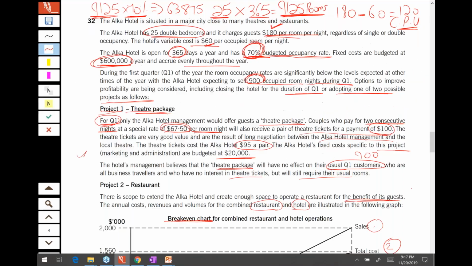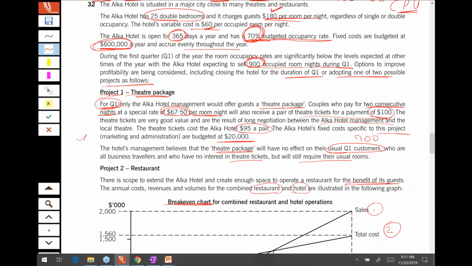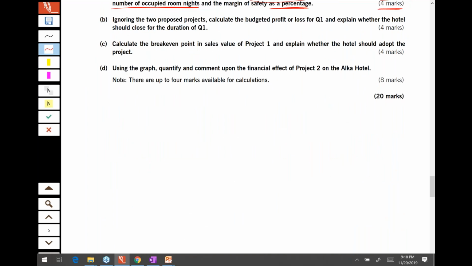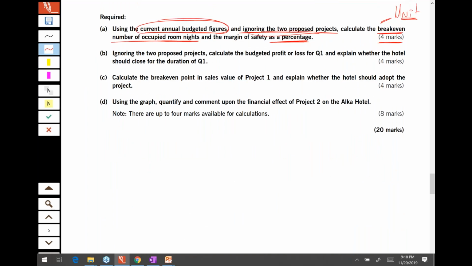Now, the next part says, ignoring the two proposed projects, calculate the budgeted profit or loss for quarter 1. So again, we have to ignore the two projects. 4 marks are given here. And explain whether the hotel should close for the duration of quarter 1 or not.